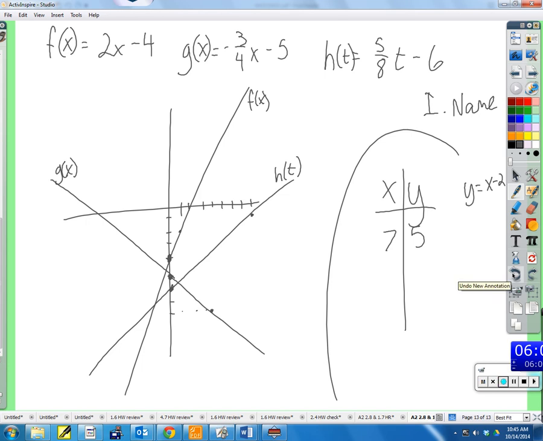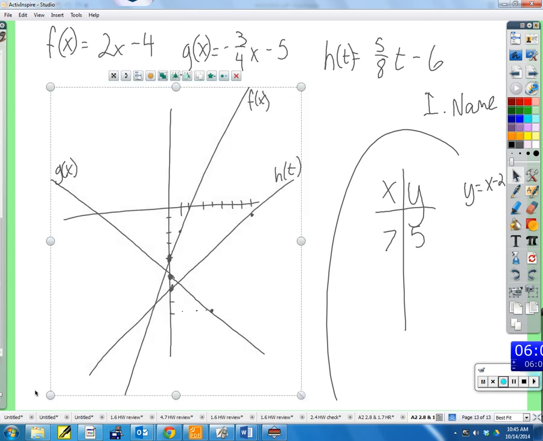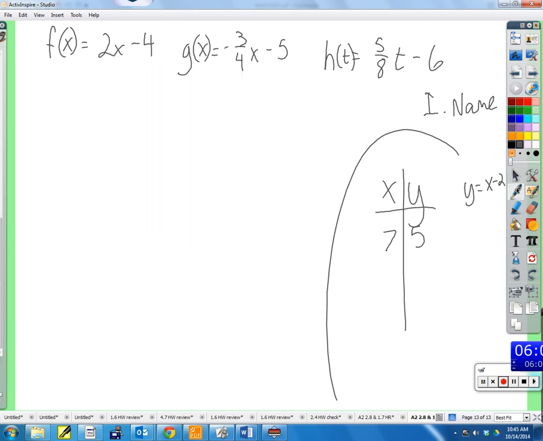All right, so here's what I want you to do, just to make sure we're all on the same page so far. I want you to find a couple of things. I want you to find h of negative 16 and g of 24. When I say h of negative 16, what does that mean? What's it asking you to do or find?